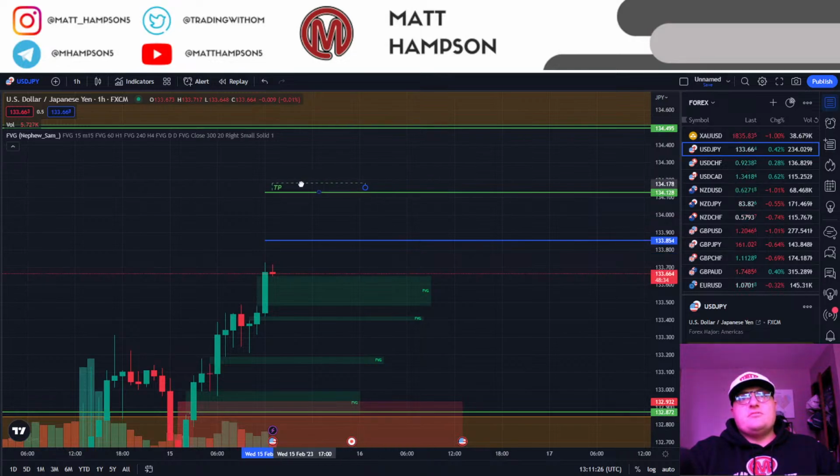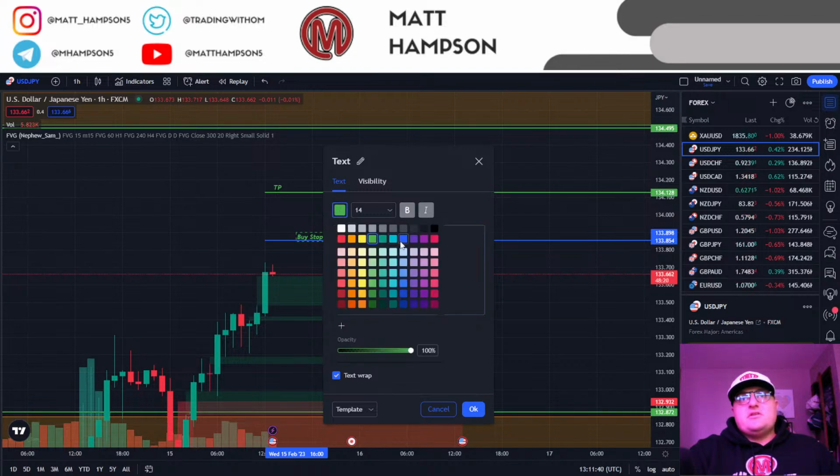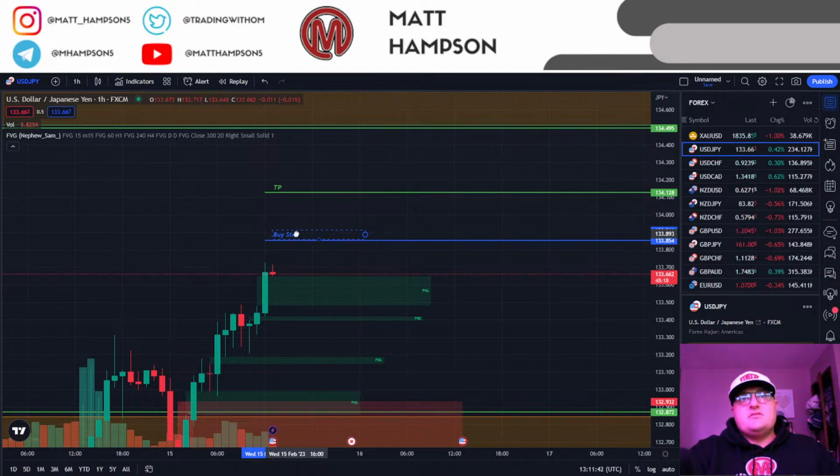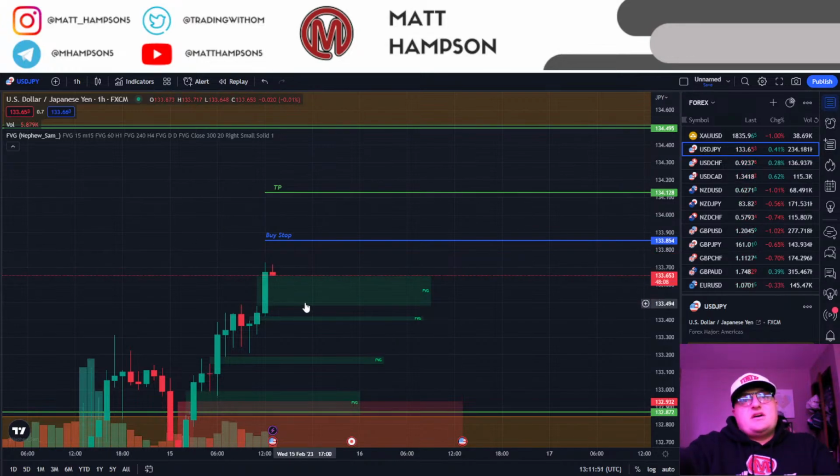So when you put in your buy stop, and we're also going to have a buy stop right here. I'm going to make it blue just to match the... So you got your buy stop and your take profit in place. You're also going to have a stop loss in place for safety reasons. Stop loss can be at the bottom of this FVG zone.